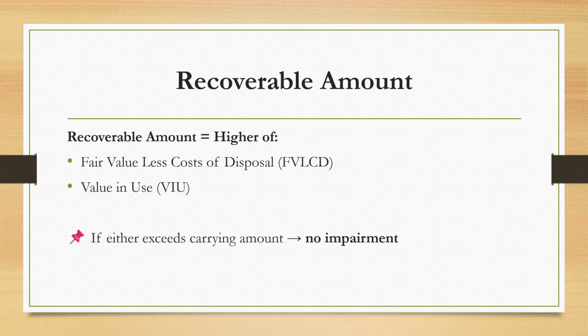To measure impairment, we calculate the recoverable amount. Recoverable amount is defined as the higher of fair value less costs of disposal and value in use. This is very important. We always choose the higher value, not the lower one. If either of these values is higher than the carrying amount, then there is no impairment.